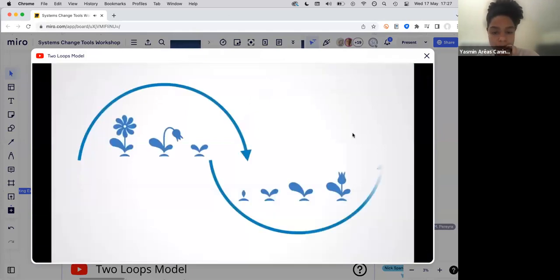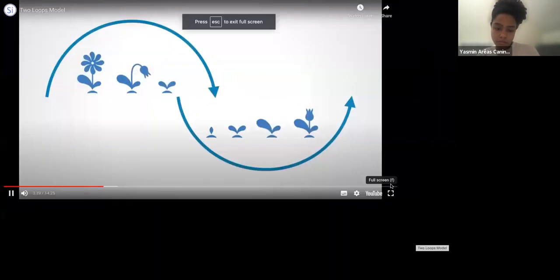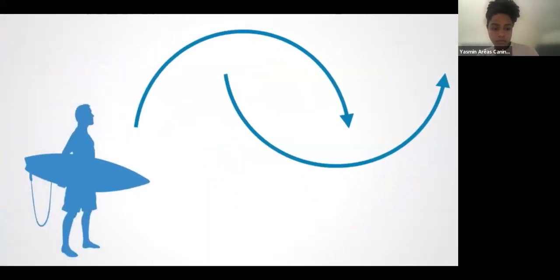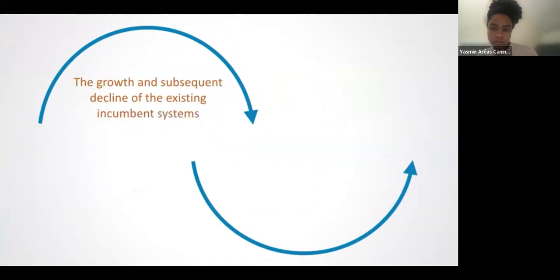Navigate the loss of the old at the same time that we are supporting the new, aiming to create structures that will enable that. The two-loop model will help us with this, as it helps us to recognize the underlying dynamics at play. The model as a whole describes two loops. The first of these is used to represent the growth and subsequent decline of the existing incumbent systems. The second loop is used to represent the new emerging next generation of this system.